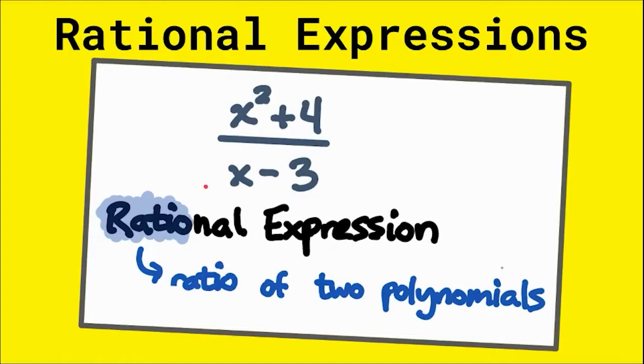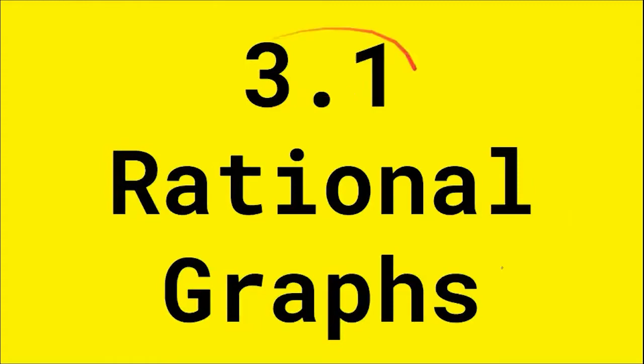And if you set that bottom polynomial equal to 0, it can help you find vertical asymptotes. If you set the entire thing where x is going to infinity and work it out, you can potentially find a horizontal asymptote if there is one. And that was what 3.1 was all about, rational graphs. So the graphs of rational functions.